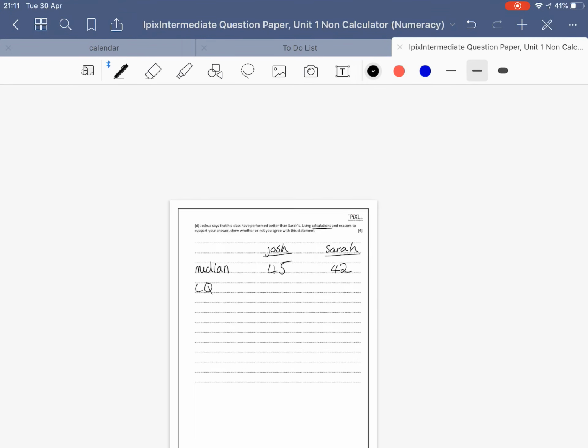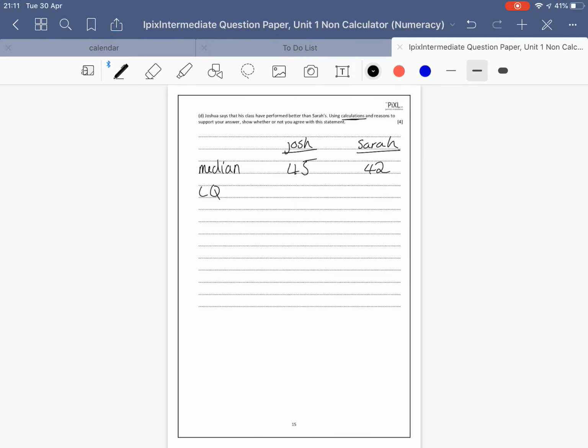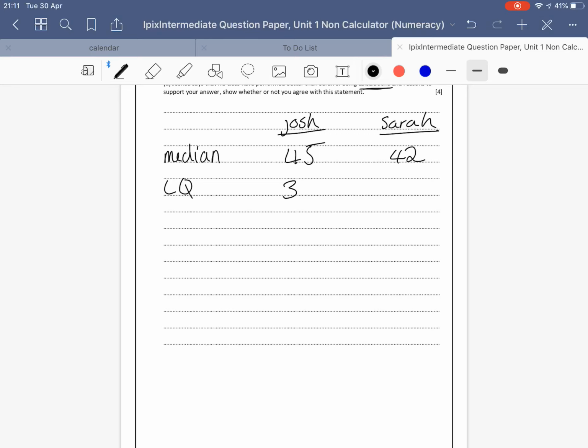Let's compare their lower quartiles. So we know Josh's lower quartile was 35. I can't be bothered to keep going back and forth, so I'm just going to tell you this one. Sarah's is 29. Upper quartile, Josh's was 55. And then Sarah's, I think I did measure it to be the exact same on the sheet. So I'm going to say that's 55.